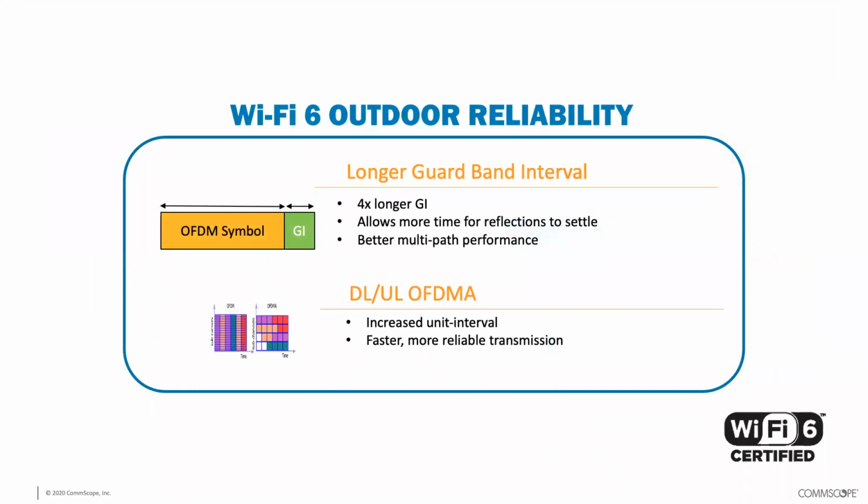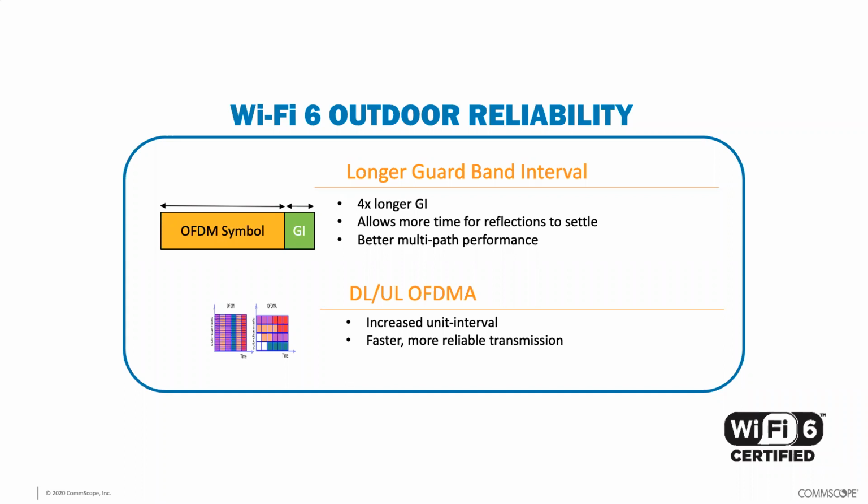I want to mention some benefits of putting in a Wi-Fi 6 solution versus a Wi-Fi 5 or 802.11ac solution. So we do carry both 802.11ac Wave 2 APs that are suited for outdoor use, as well as the newer Wi-Fi 6 802.11ax APs. Moving to Wi-Fi 6, one thing that's changed is we now have the ability for outdoor APs to use a much longer guard band interval, which allows more time for reflections to settle and gives you better multipath performance.